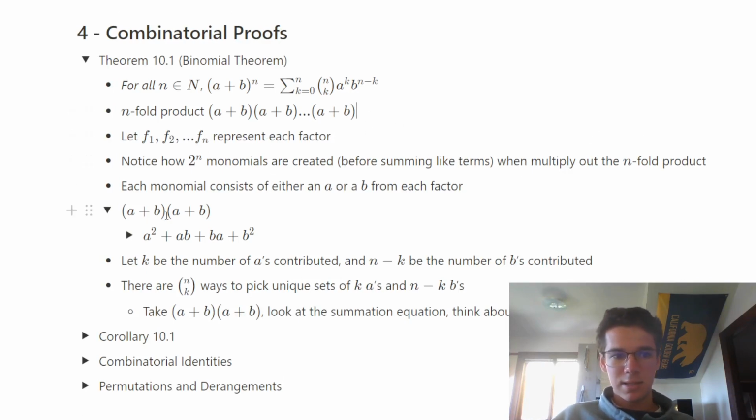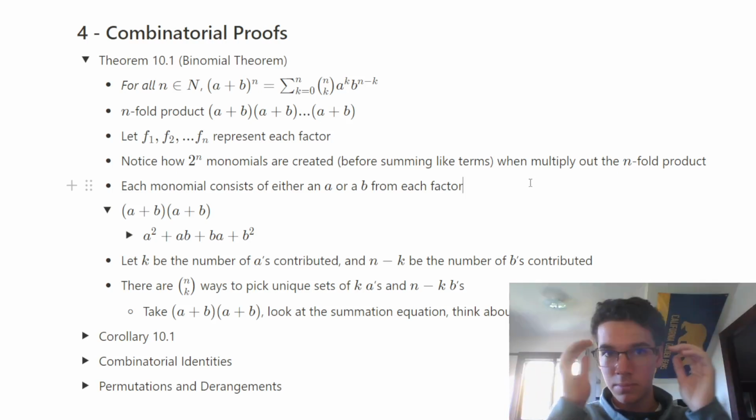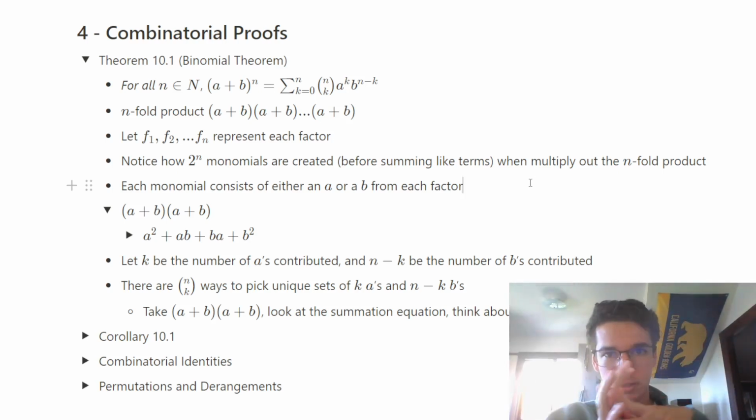This is easiest to see when n is equal to 2. 2^2 is 4. So we have this and multiply it out, we can clearly see that there are 4 terms here. And something that is important to note is that when we multiply out each of the monomials, each monomial will contribute only an a or a b.